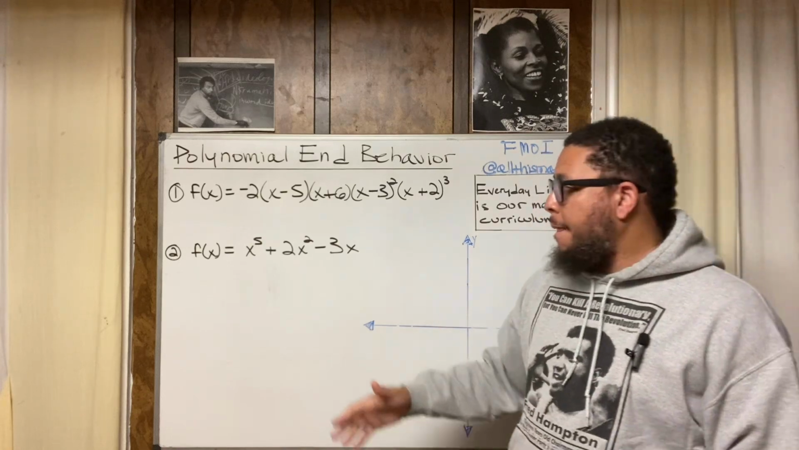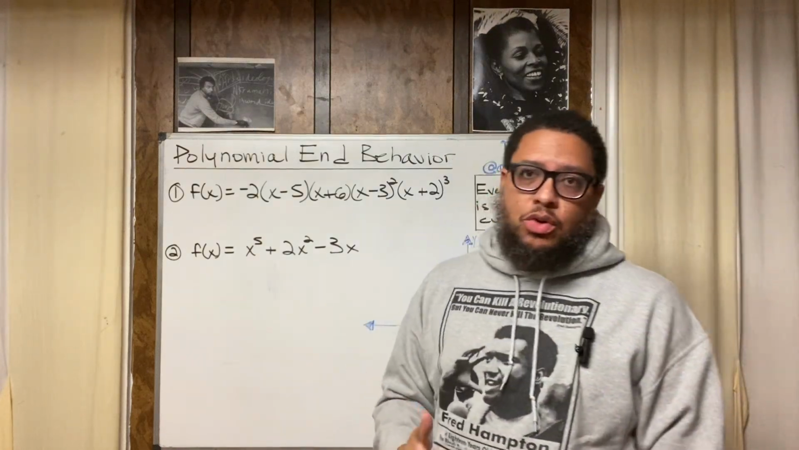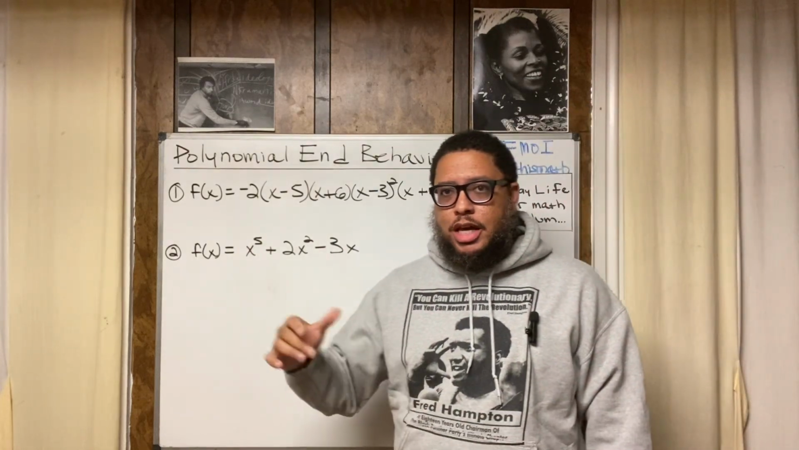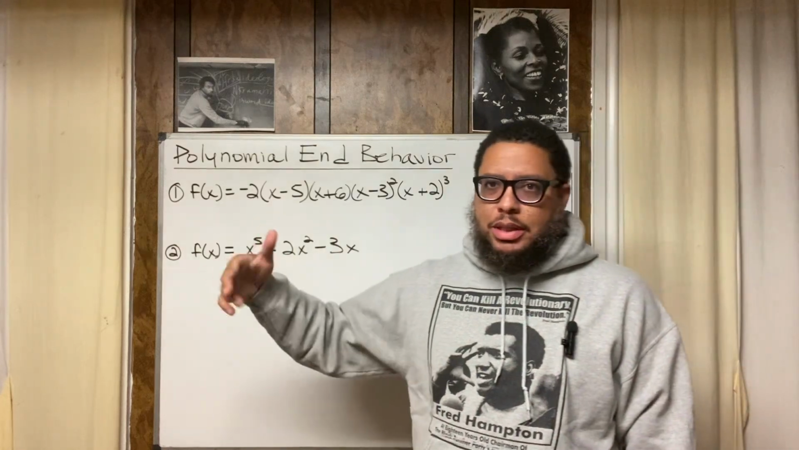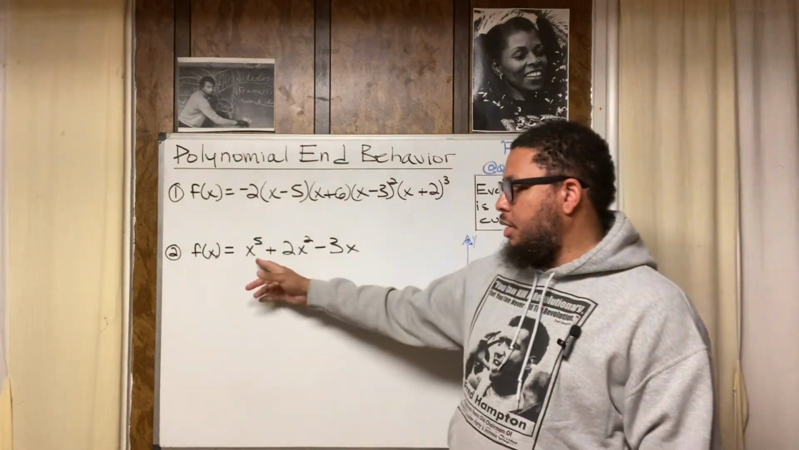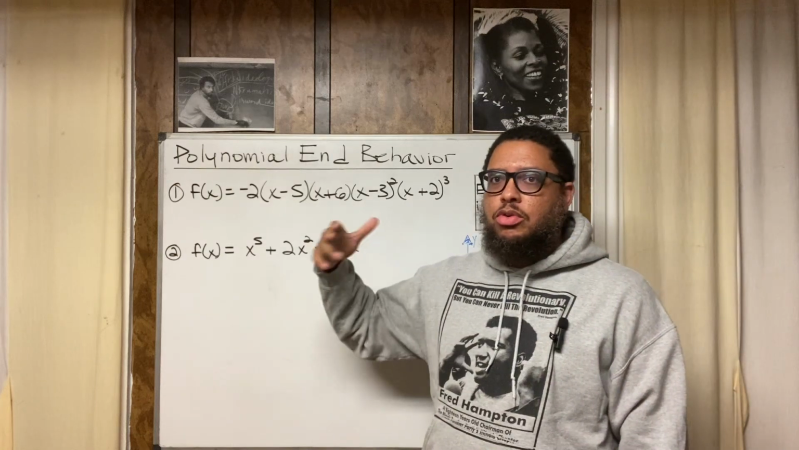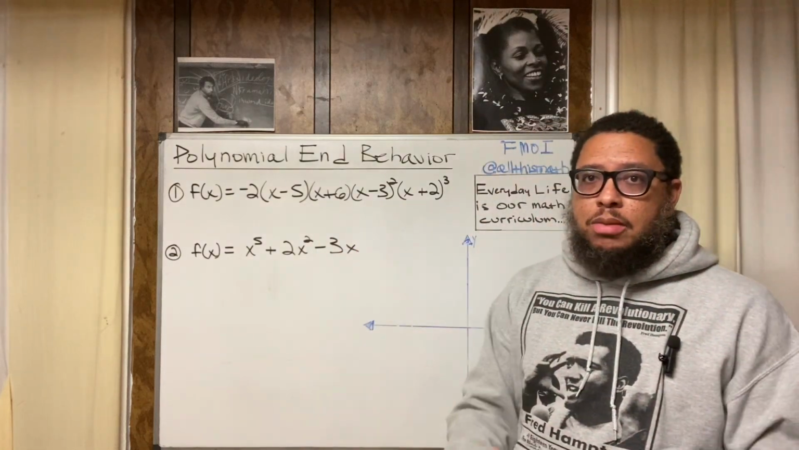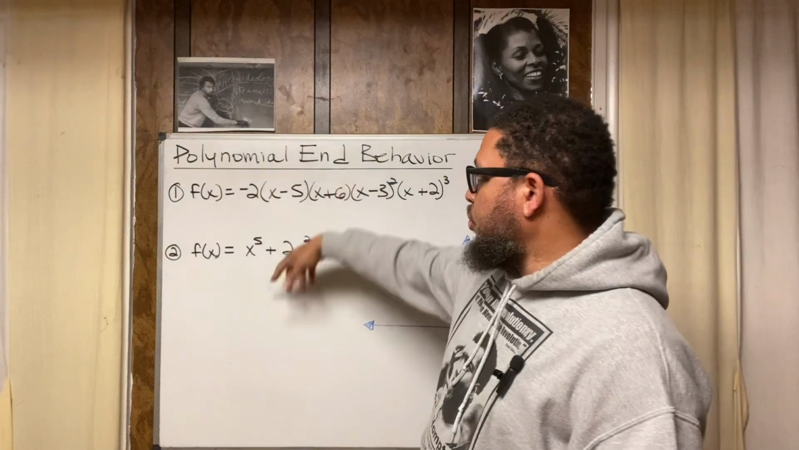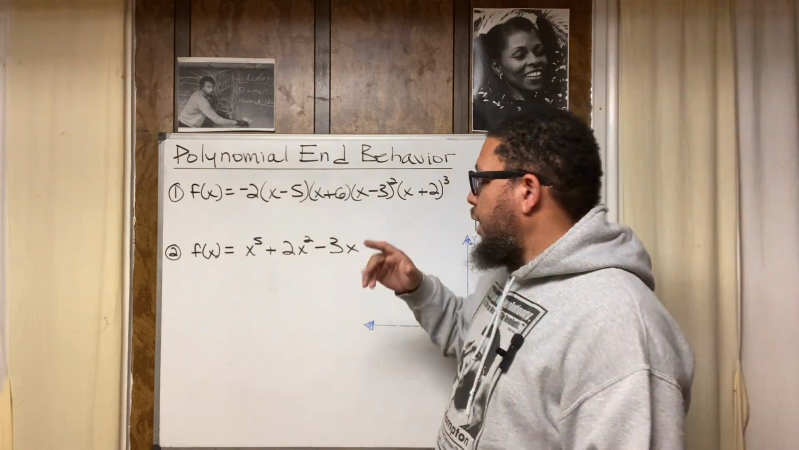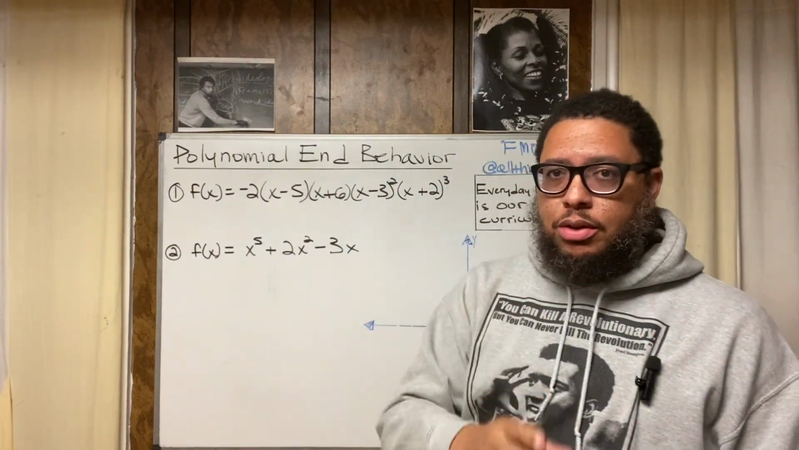But when you start getting into polynomials that have the biggest exponent of 3, like x to the third plus whatever, or like here we got x to the fifth plus 2x squared minus 3x, it gets a little more tricky. So we start talking about end behavior. All right, so I got 2 examples up here, and there are 2 pieces of information we need in order to tell the end behavior.